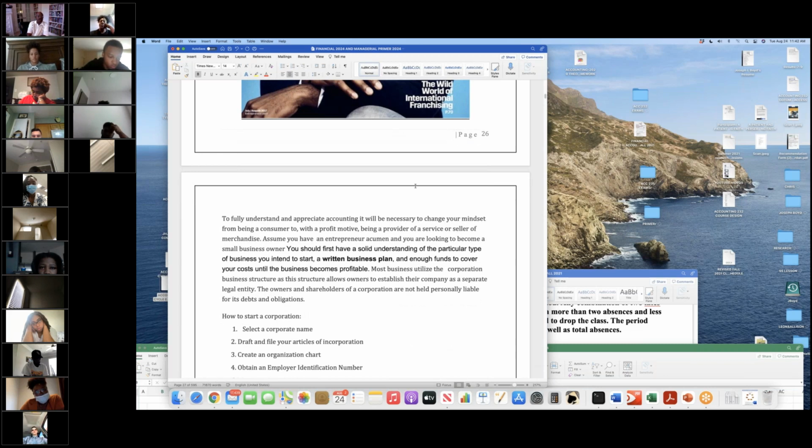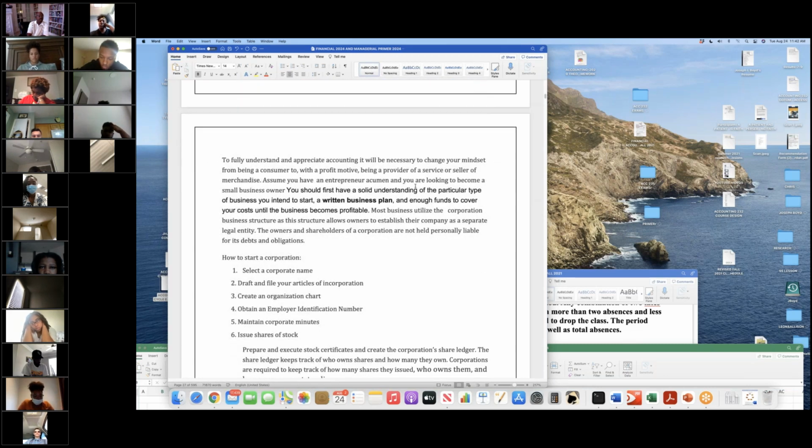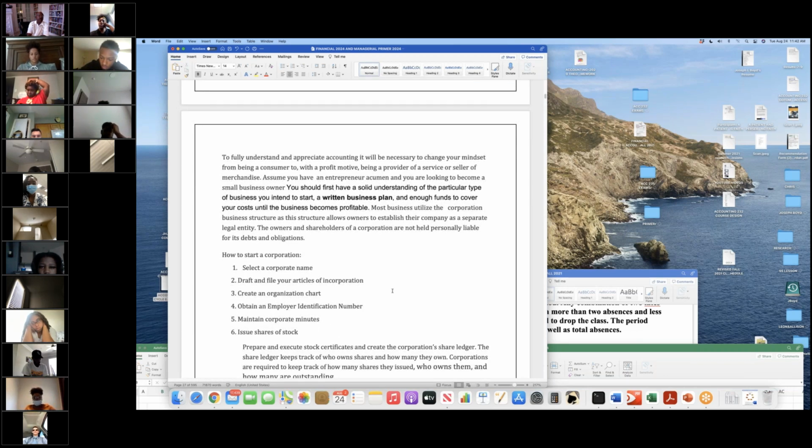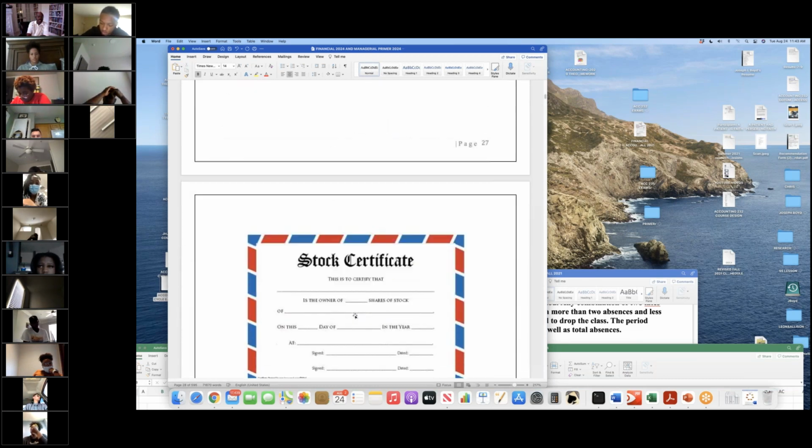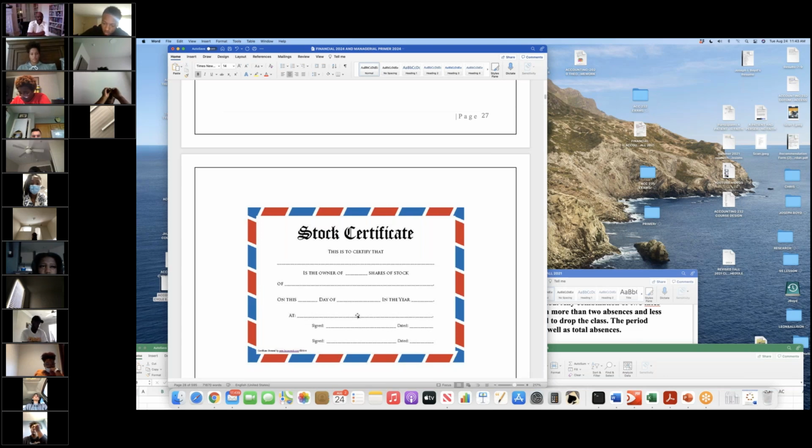With a business, you need a business plan in terms of what you're going to do. And if you want to start a corporation, you have to have a corporate name. You have to draft some articles of incorporation. These are standard state documents. Have an organization, try and get an ID number, maintain corporate minutes, and issue shares of stock. So remember, we talked about the fact that a company is separate from its owners. When you start a company, you give your money to the company. That's the first thing that you do. And you get a stock certificate which says, okay, you gave this much money to the company, and this is your evidence of this money.